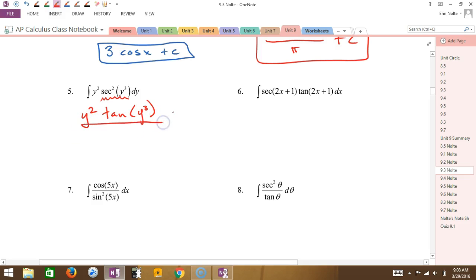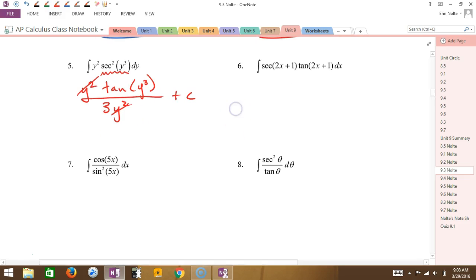So we have the tangent of y cubed. Now I have to divide by the derivative of y cubed. What's the derivative of y cubed? 3y squared. So did the y squares cancel? Yes. Okay, so if those cancel, you can go ahead and use that general power rule. So I would probably write this as 1/3 times the tangent of y cubed plus c.